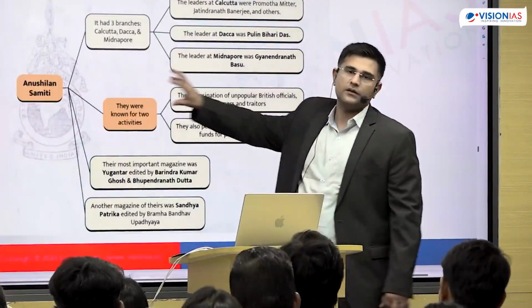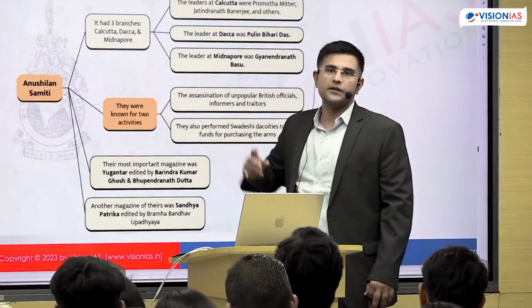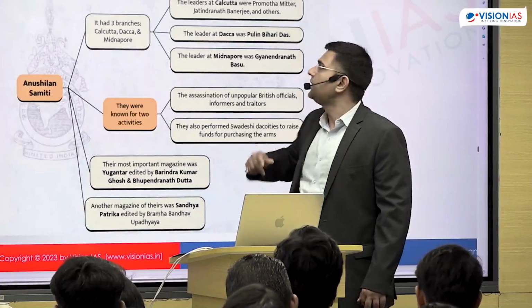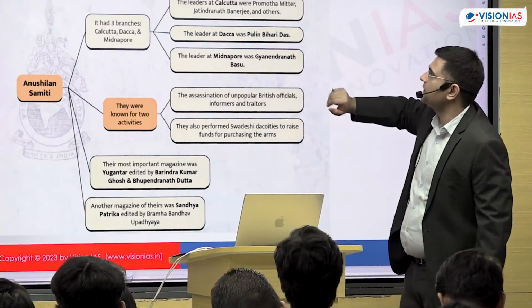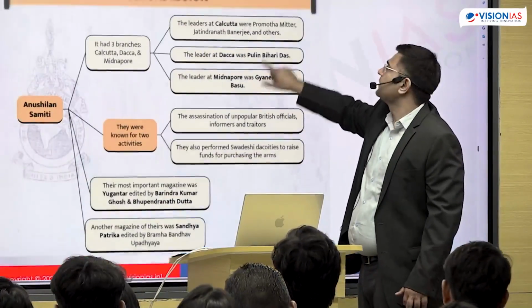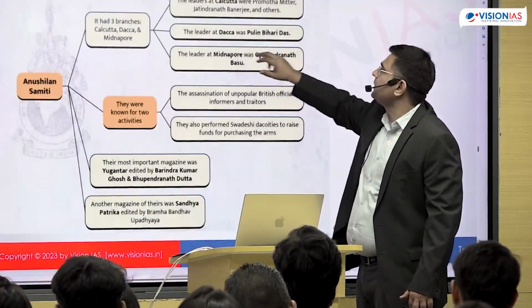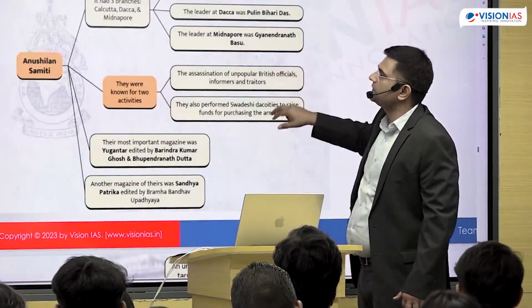So for example, here comes the content for the prelims. They were secret societies, for example Yugantar, Anushilan Samiti. So where the branches were, who were the leaders present: Jatin Nath Banerjee, Bagha Jatin, Pramod Mitter, Pulin Bihari Das. All of these names are there.